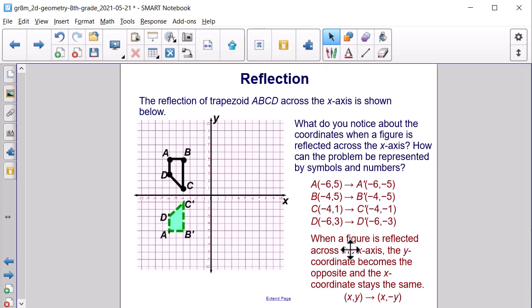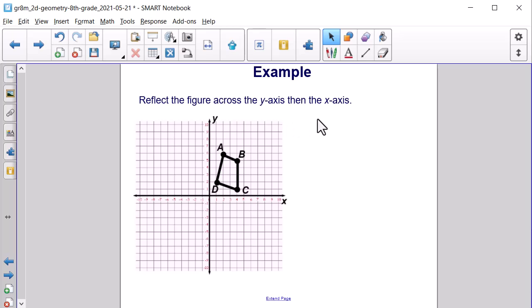And this is the solution to this example as to what happens to the coordinates. It does show A prime, B prime, and so on that we had found. And we notice that when a figure is reflected across the x-axis, the y-coordinate becomes the opposite, or y became -y, and the x-coordinate stayed the same. X went to x again. So again, x comma y goes to x comma -y, where the x-coordinate stayed the same and the y-coordinates became opposites.